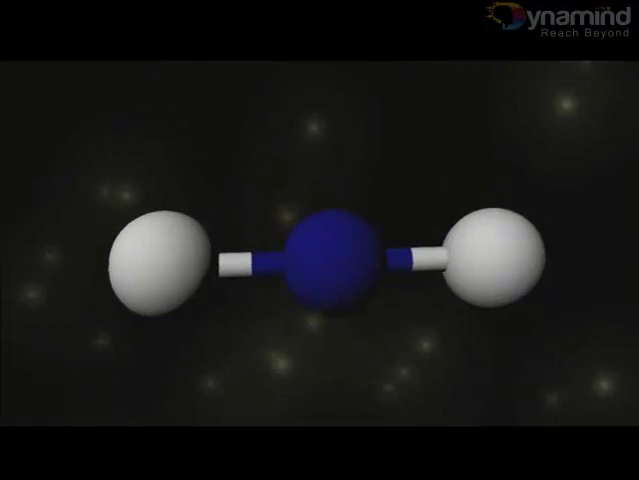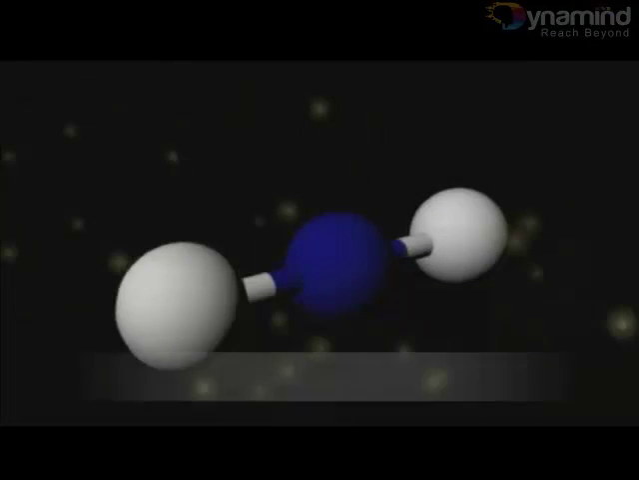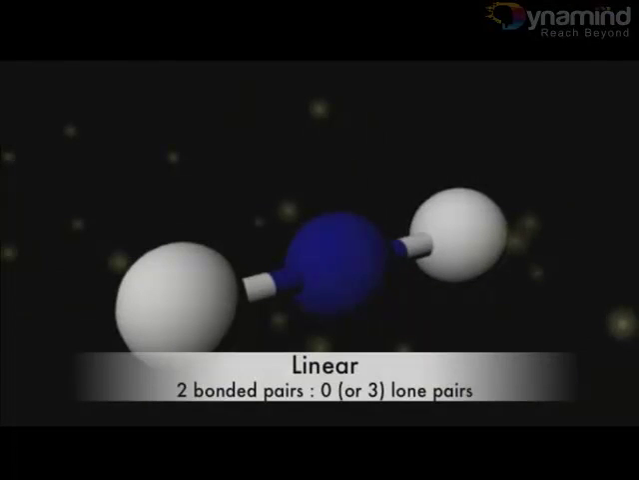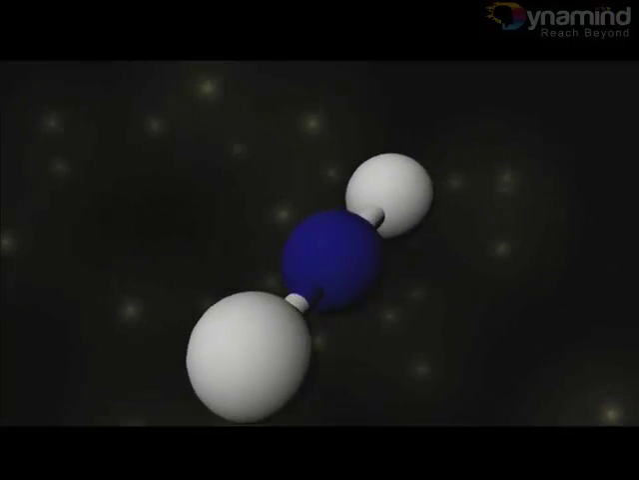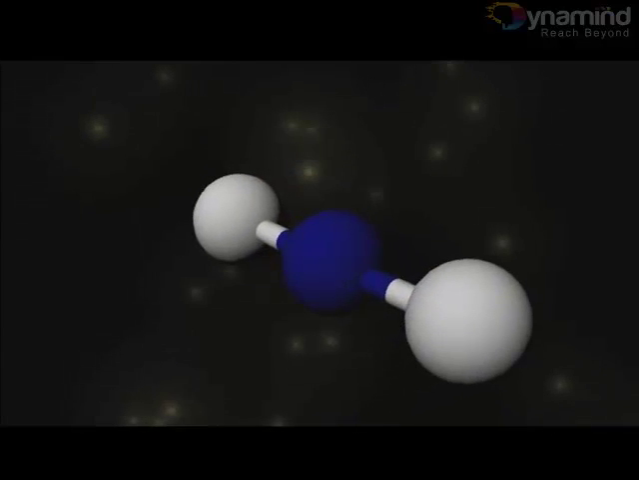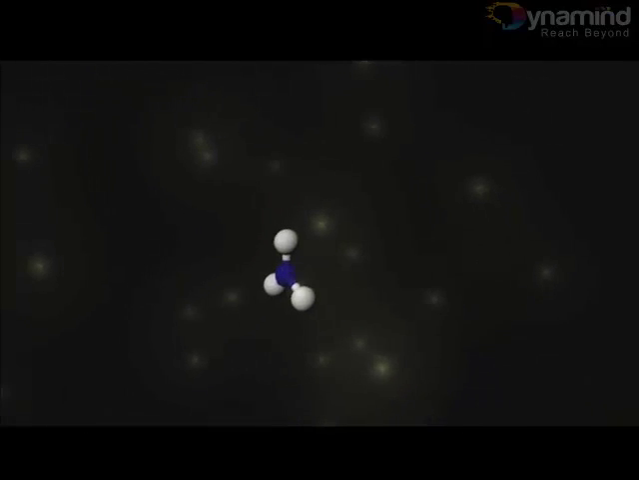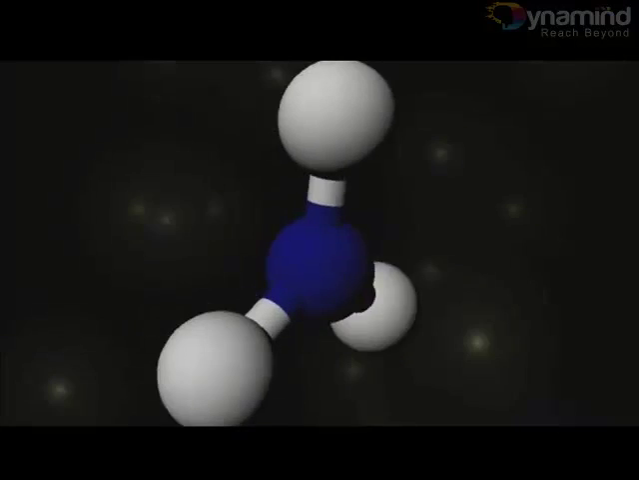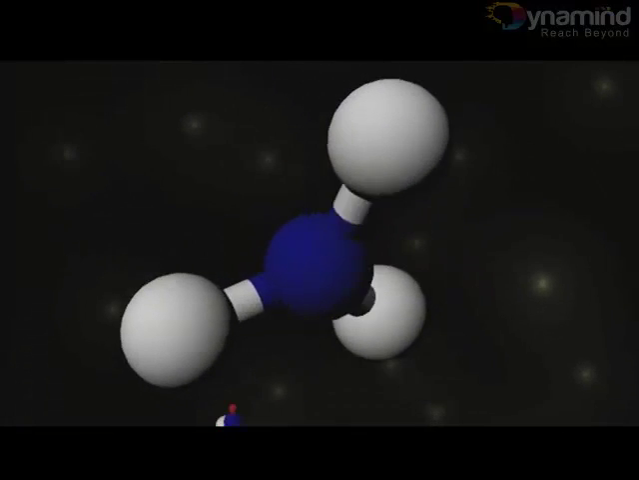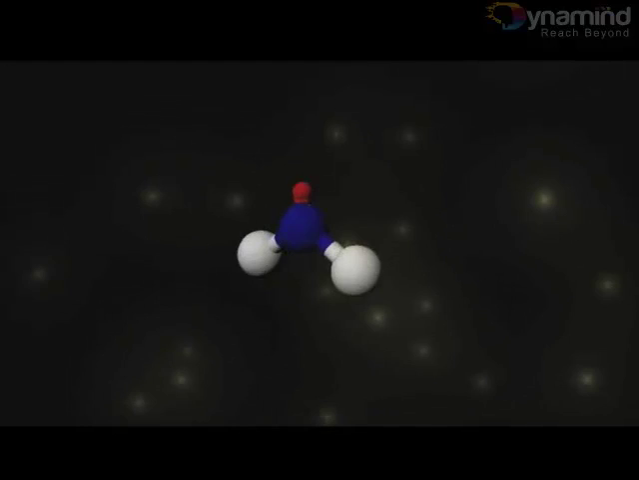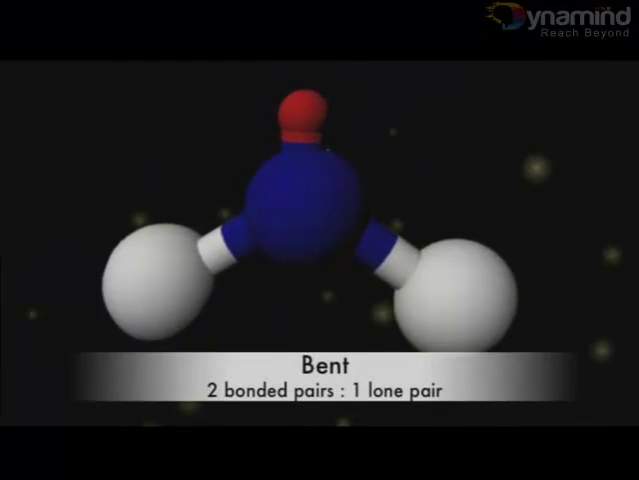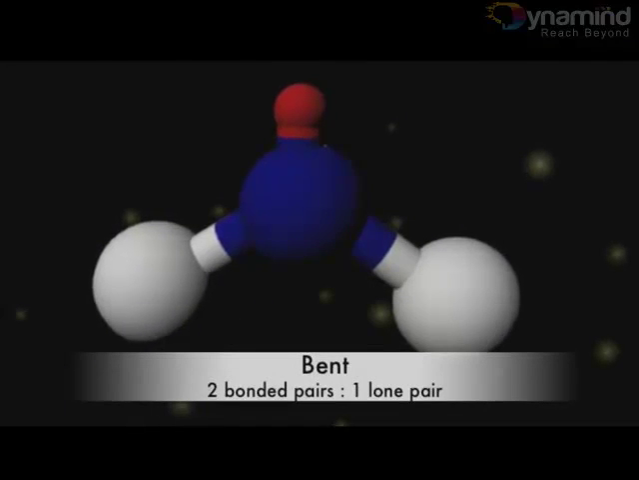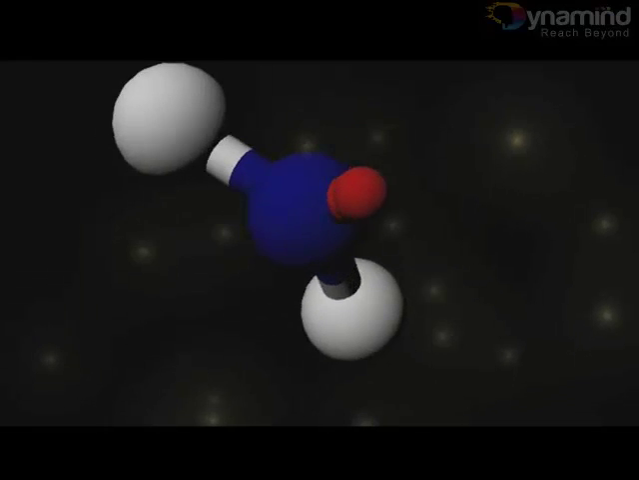So one by one molecules will come. This is a linear molecule, 2 bonded pairs. And you should imagine this one is like BF3, trigonal planar, 3 bonded pairs, 0 lone pairs. Recall we discussed BF3 in the lecture. Now if one becomes a lone pair, it will become a bent molecule.